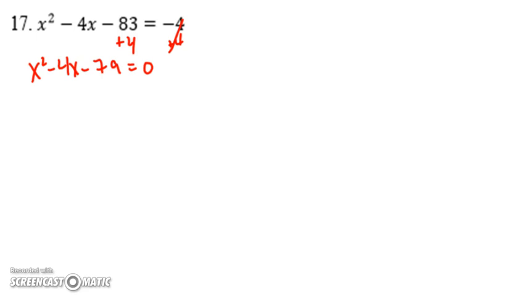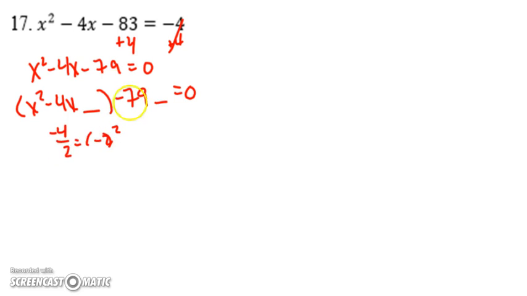So we can complete the square, or we can use the quadratic formula. We can't factor this, because there's nothing that we can multiply to negative 79 and add to negative 4. So to complete the square, we can rewrite it: x squared minus 4x, put in your blank, minus 79, blank, equals 0. And then take negative 4 divided by 2, which gives us negative 2 squared.